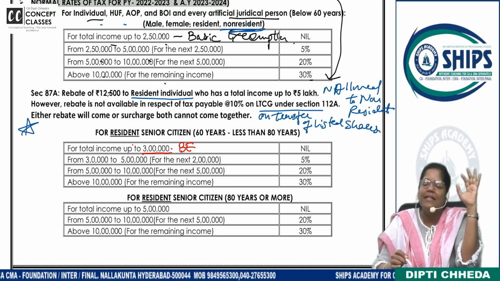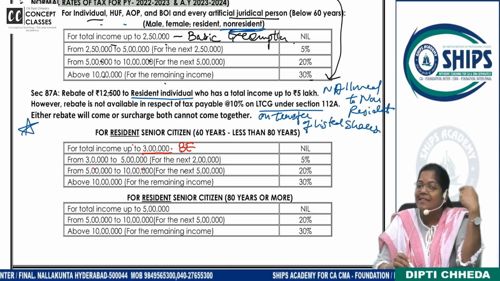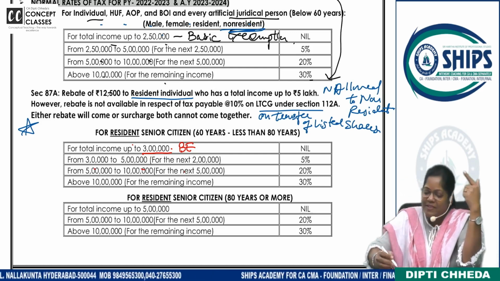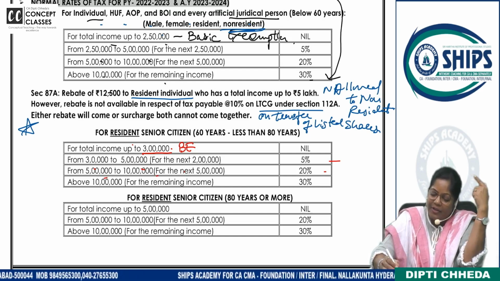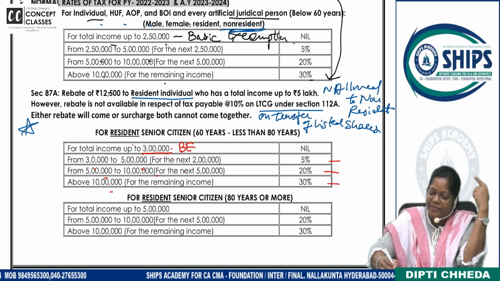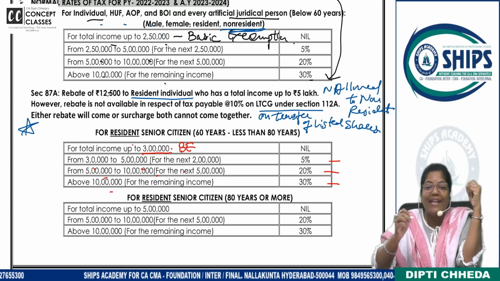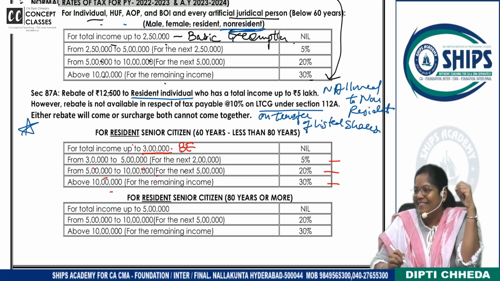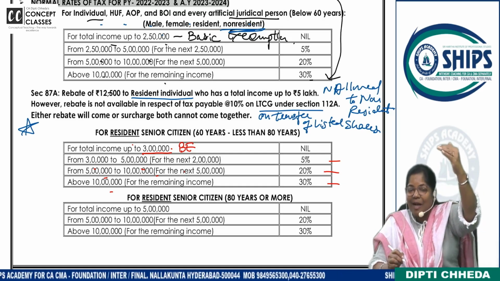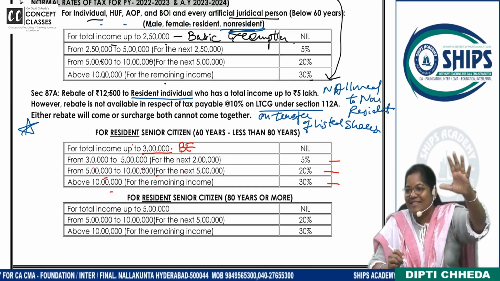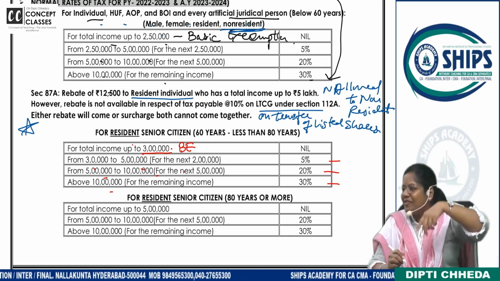So what is the benefit of being a senior citizen? Basic exemption is 3 lakh. Then 3 lakh to 5 lakh, on the next 2 lakhs, how much tax do you have to pay? 5%. 5 lakh to 10 lakh, 20%. 10 lakh and above, 30%. Clear? Now you can't blindly work with 1,12,500. Take a pause. 1,12,500 is the tax up to 10 lakh for 2,50,000 exemption. But now I have changed the basic exemption to how much? 3 lakh. So we'll work out the problems.